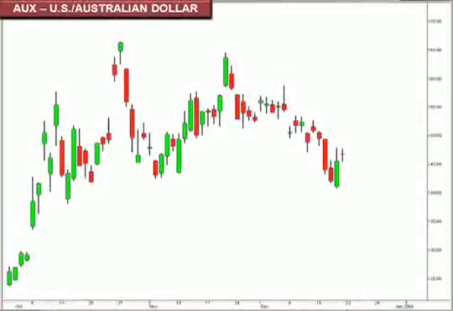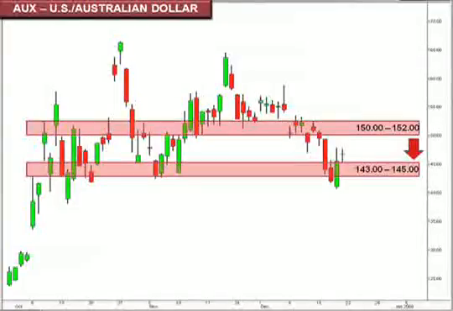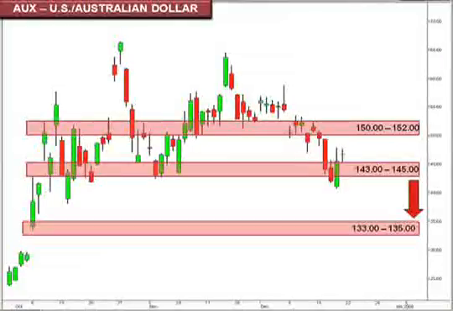And finally, the AUX, the U.S. versus the Australian dollar, declined to a support level identified between the 143 and 145 pair values and has managed to rally moderately. Now, although overhead resistance is identified back within that 150 to 152 focal zone, there does appear to be some apprehension as Thursday and Friday's close suggests indecision towards retesting this level. Now, a break down to a lower pair value range will likely see a test of that 133, 135 box.